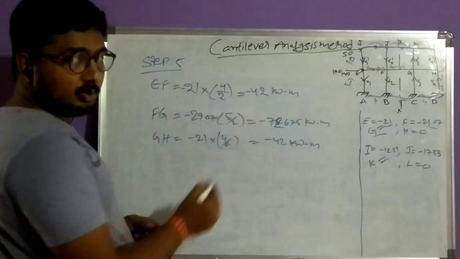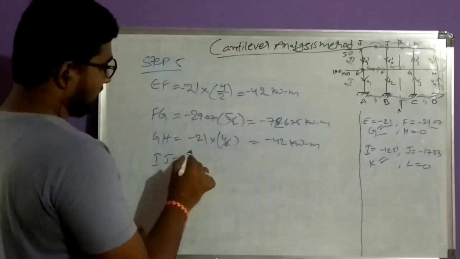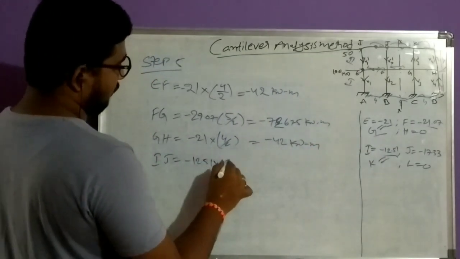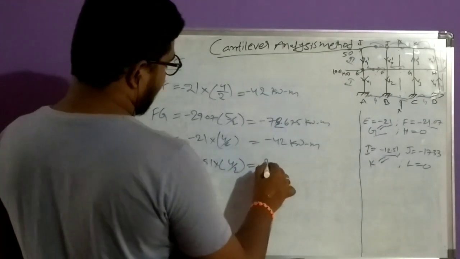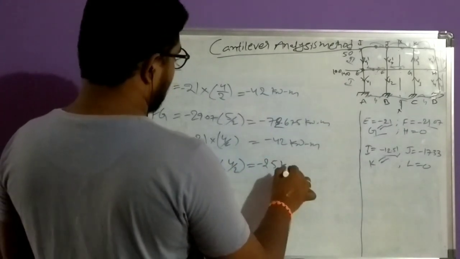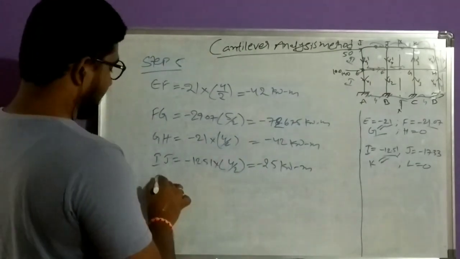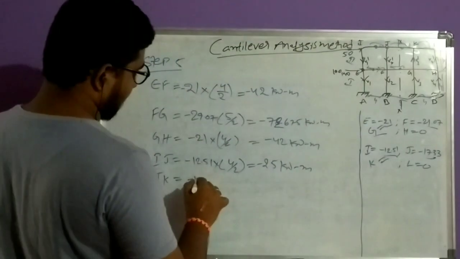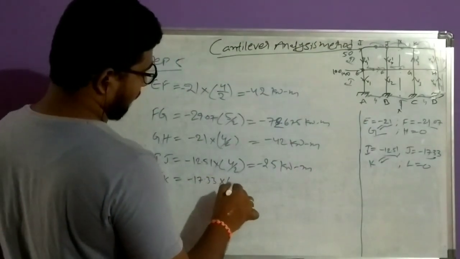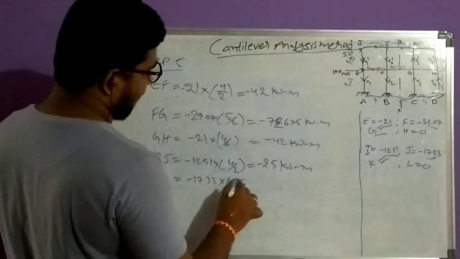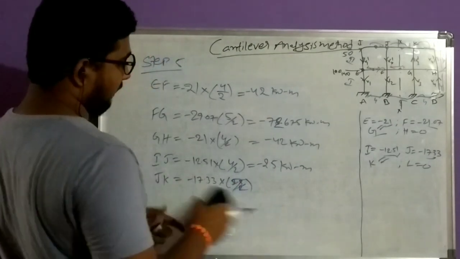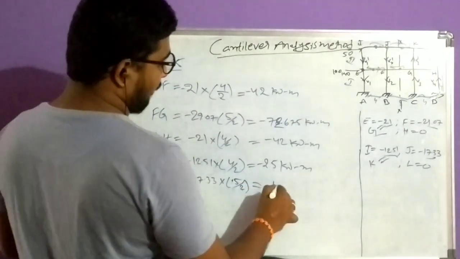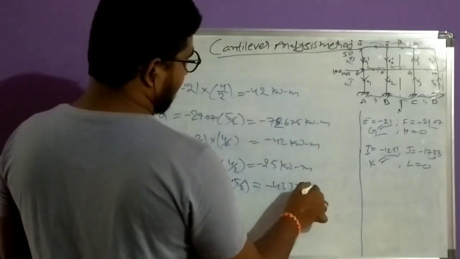In the same way, we will take story 1, and I am considering beam IJ. We know the shear value of minus 12.51 into story height by 2. We will get the value of 25 kilonewton meter. And beam JK. Here the value is minus 17.33 into span divided by 2, which is nothing but 2.5. We will get the value of minus 43.33 kilonewton meter.